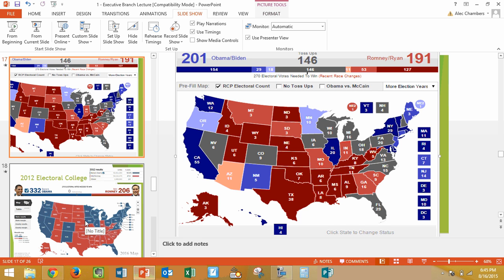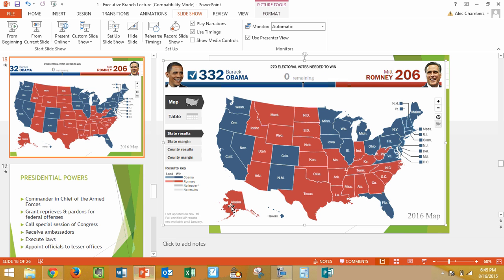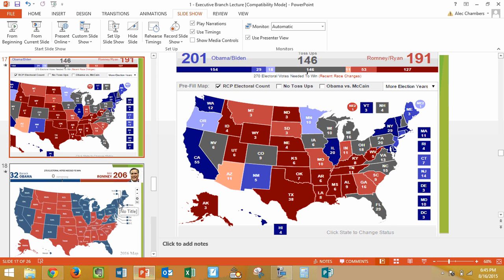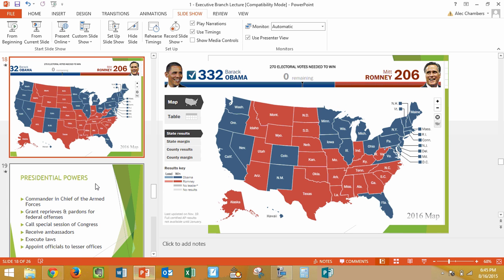Let's look at the eventual results, and we can see that of those toss-up states, nearly every single one eventually went to Barack Obama and Joe Biden. Remember in the previous slide, Obama Biden were at 201. They now are at 332. Romney Ryan were at 191, and they've only jumped up to 206. So of those toss-up states, Florida, Ohio, Pennsylvania, Wisconsin, Iowa, Nevada, Colorado, those were all toss-up states in the previous map, and they all are blue in this map that shows what eventually happened. So Obama and Biden in 2012 did a great job of winning those toss-up states.